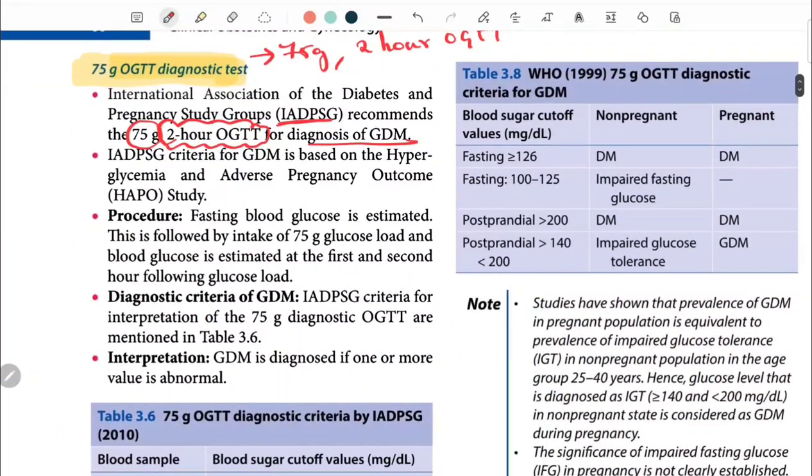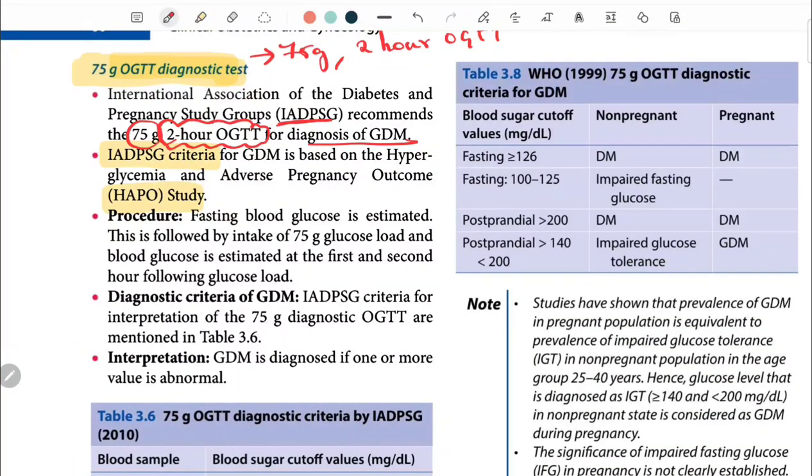Now moving on to the 75 gram OGTT diagnostic test recommended by IADPSG. The IADPSG criteria for GDM is based on hyperglycemia, the HAPO study, very famous, very important viva question. They will ask, IADPSG criteria is based on which study? The answer is the HAPO study.